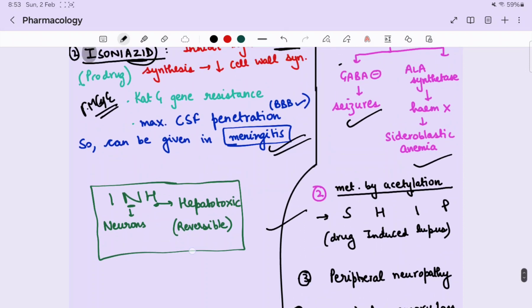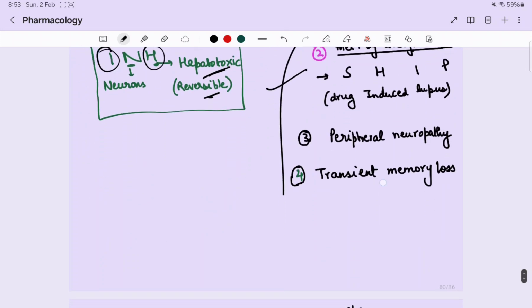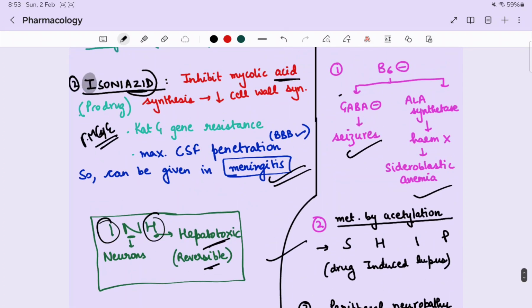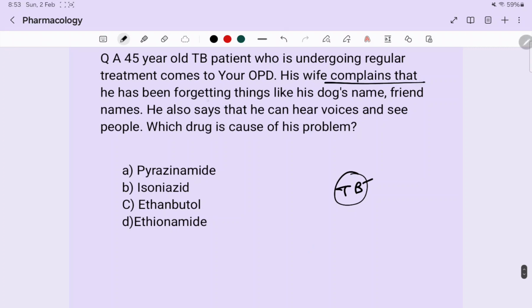Isoniazid can also be written as INH. So I, it is an inhibitor of enzyme. N, it will affect the neurons, so that means peripheral neuropathy is present. And H means hepatotoxicity. But it is a reversible hepatotoxicity, only dose-dependent hepatotoxicity is present. Third, peripheral neuropathy, and 4, transient memory loss. So this is all about isoniazid. I feel isoniazid is a very important drug in this. So for this question, he is forgetting things like dog's name, friend's name. So the answer can be isoniazid, but we will look at other options also.